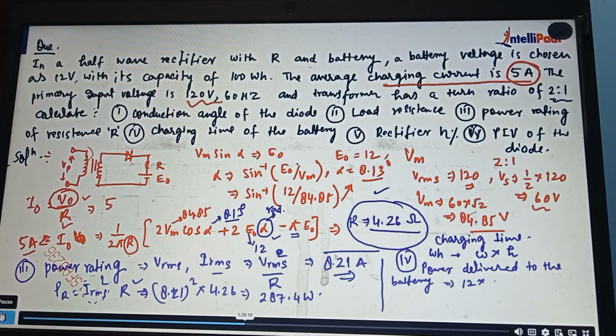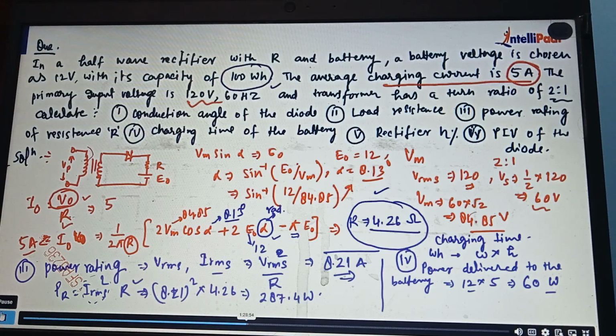Voltage multiplied by current. So average current of the battery is 5 ampere. 12 volt, battery voltage is there. So this would be 60 watt. Now can you calculate the charging time? What is the capacity of the battery? Full capacity of the battery?